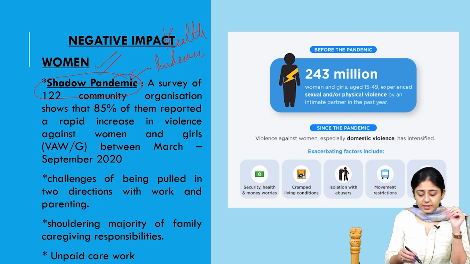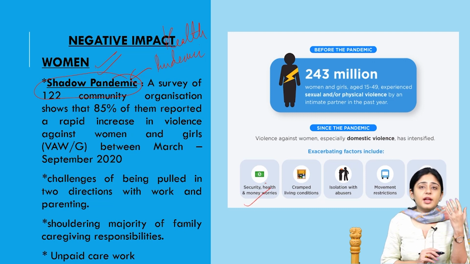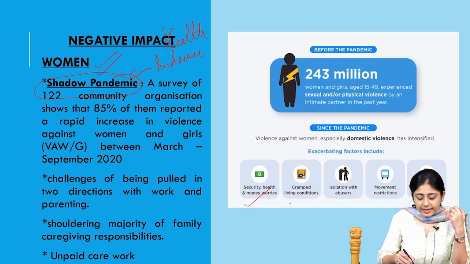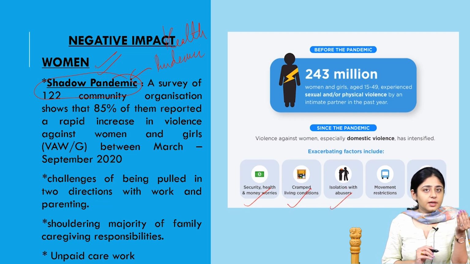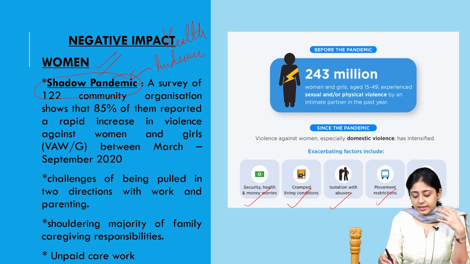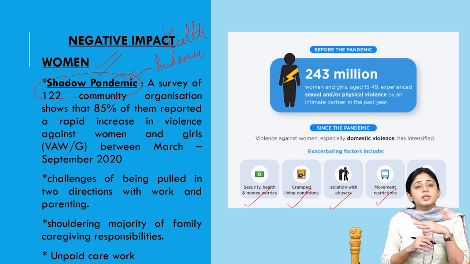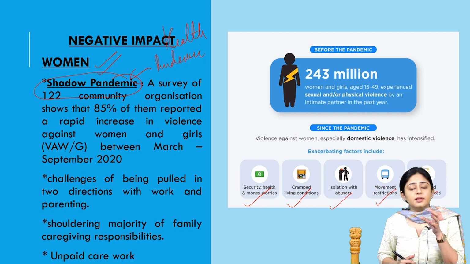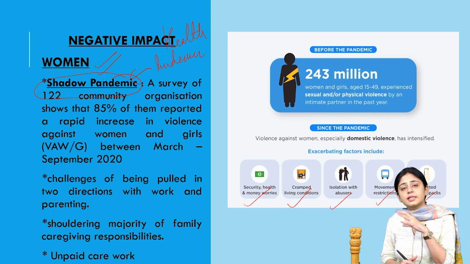So why did it happen? Because you're depending financially on your husband, right? Cramped living conditions are there. You are isolated with your abuser, right? That is the most important point, right? Then movement restrictions are there, deserted public spaces are there. So all these factors led to another kind of shadow pandemic, violence against women.